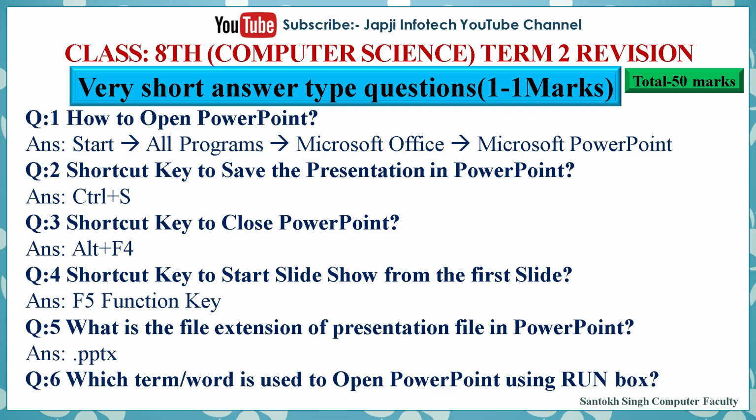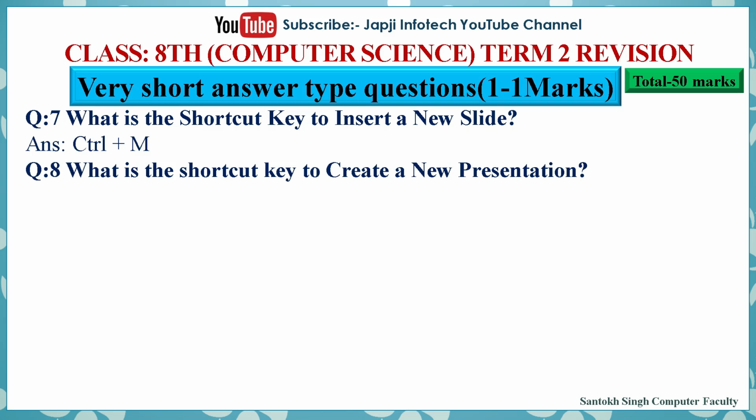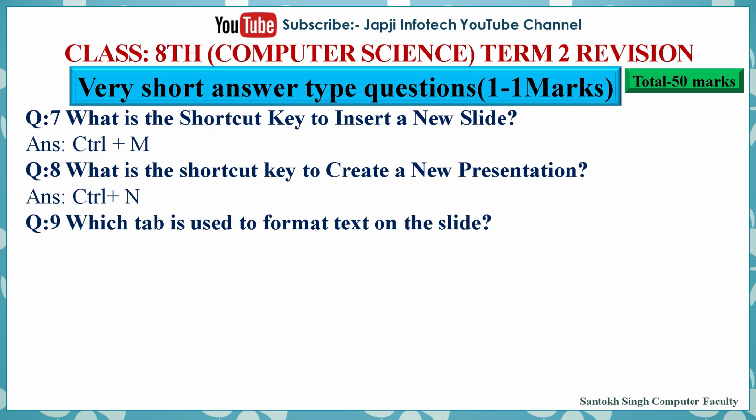And the sixth one is which term or word is used to open PowerPoint using the Run box, and the right answer is powerpnt. And the seventh one is what is the shortcut key to insert a new slide, and the right answer is Ctrl+M. And eighth one is what is the shortcut key to create a new presentation, and the right answer is Ctrl+N. And ninth one is which tab is used to format text on the slide, and the right answer is Home tab.